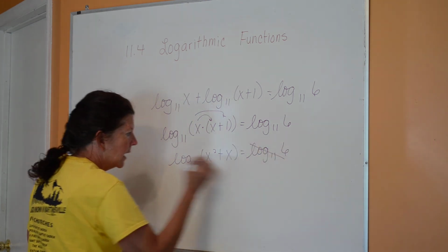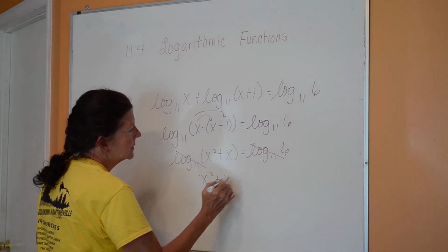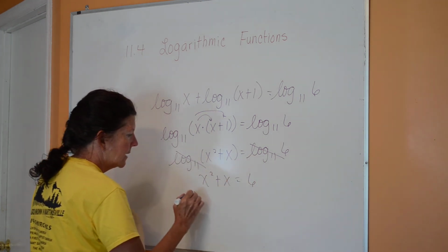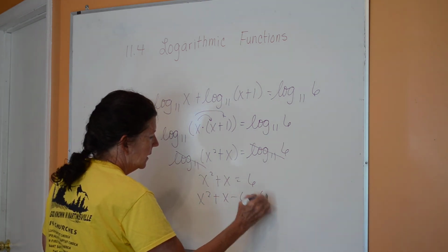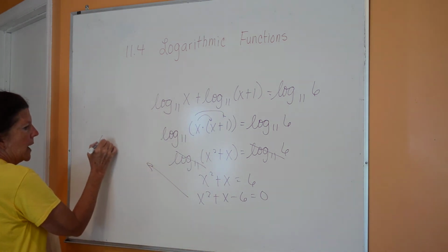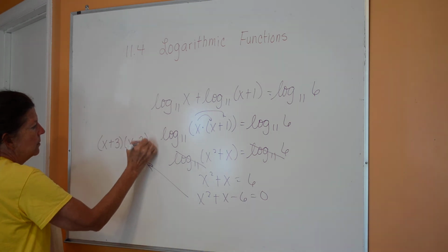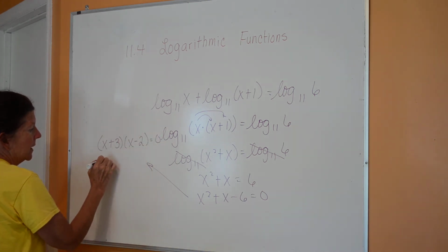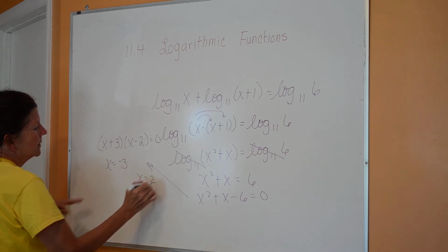I can get rid of the log of base 11, so I have x squared plus x equals 6. I'm going to bring everything to one side. And I'm going to factor, I think I better do it over here so you can still see it. So x plus 3 and x minus 2. And that's going to give me x is equal to negative 3 and x is equal to positive 2.